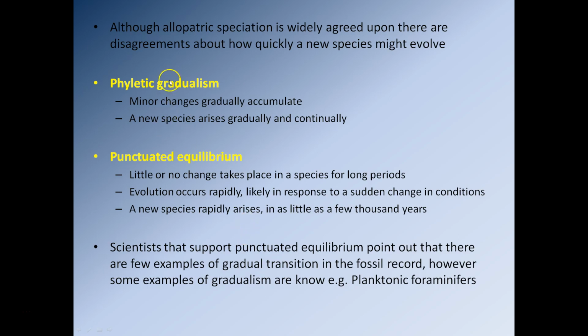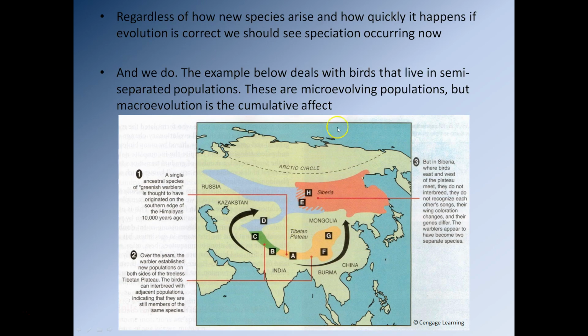We just finished talking about phyletic gradualism and punctuated equilibrium, and now we're going to look at an example of how speciation actually occurs. So this is our model here. We have a species that's going to appear on the southern side of the Himalayas, and our species is going to go in two directions. One group is going to go eastwards around the Tibetan Plateau, and the other group is going to go westwards around the Tibetan Plateau.